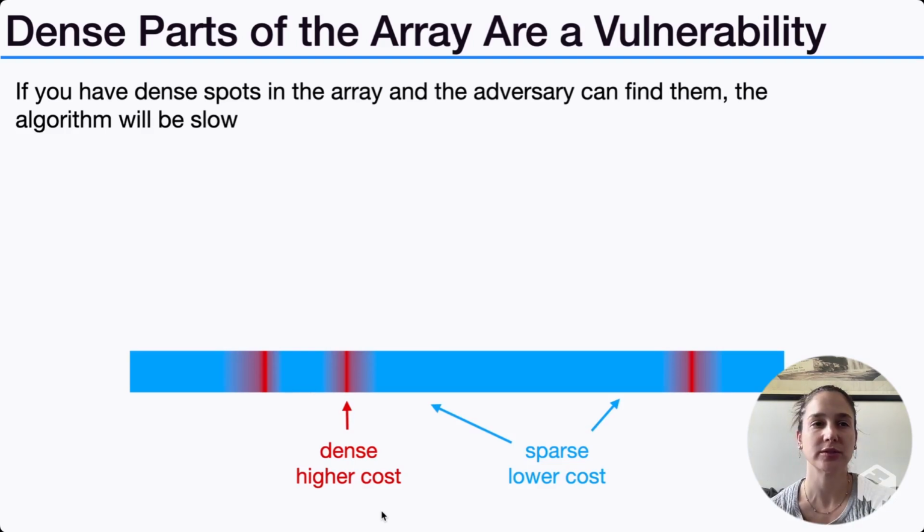So first, for some intuition, for any list labeling algorithm, if you have some dense spots in the array and you have an adversarial inserter that can find them, that adversary is able to drive up your cost and make you have a slow algorithm. This is simply because if you have a lot of elements in some region, that's more elements that you're going to have to move in order to accommodate inserts there. So for example, if we had an array that looked like this, where some areas have sparse, lower cost, in fact, most of the areas, but there's a few areas that are dense, so have higher cost, then an adversarial inserter would just target all of their insertions into these dense areas, and these sparse lower cost areas really don't help us at all.